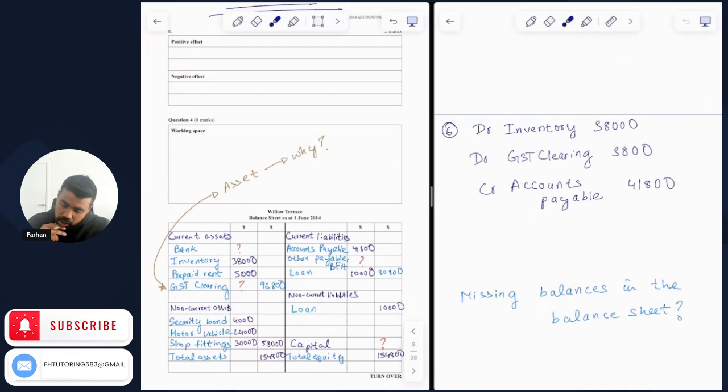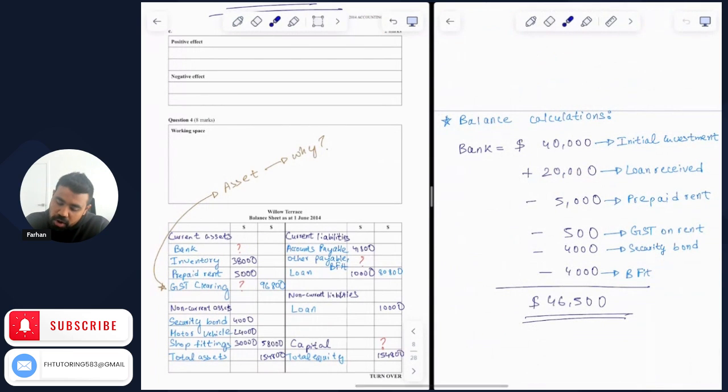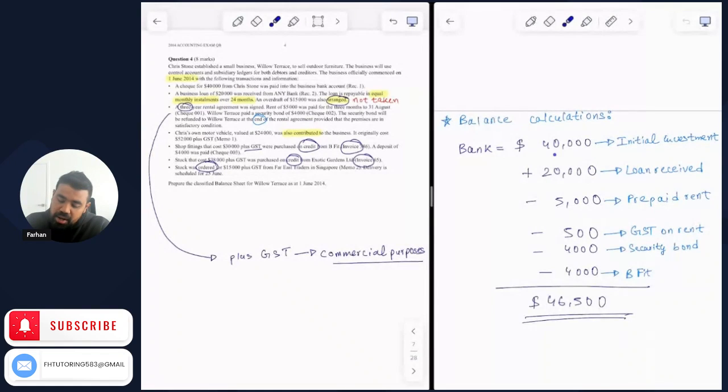Okay, so let's start with the bank balance in the current asset section. All right, so first of all, if you want to find the balance for the bank, we have to start from the very first transaction we have. All right, so I believe you remember everything we have done so far in terms of workings today. So we have made an initial investment of $40,000. We can confidently say that, right? Then we know that we have received $20,000 in loan. Okay. So when you receive loan, your bank balance is going to go up, right? So $40,000 plus $20,000, $60,000 in cash inflows so far.